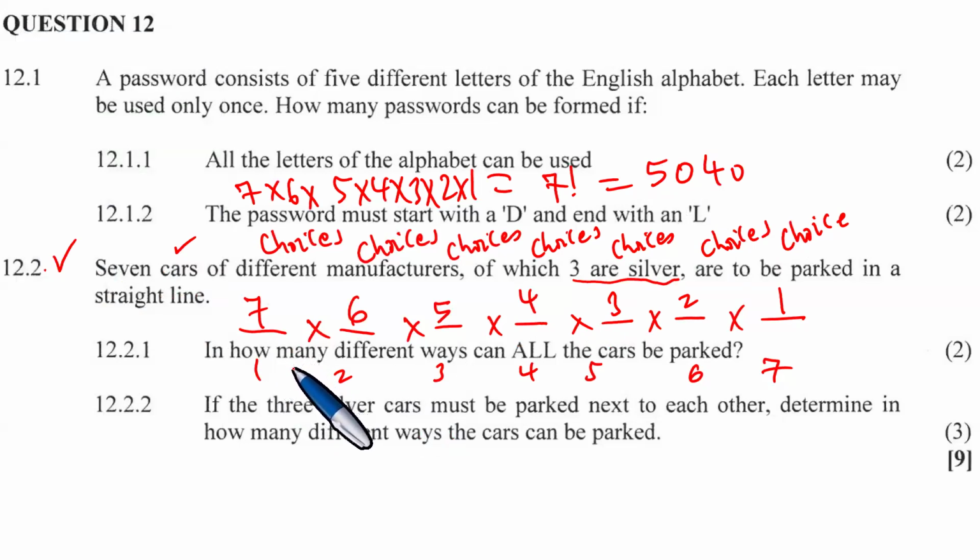Right. So now, how many cars do you have? You have 7 cars of different manufacturers, of which 3 are silver, to be parked in a straight line. In how many different ways can all the cars be parked? The cars are 7, and you want to park the cars, so you must choose 1 car from the 7 cars.